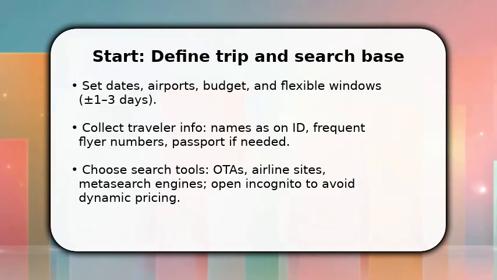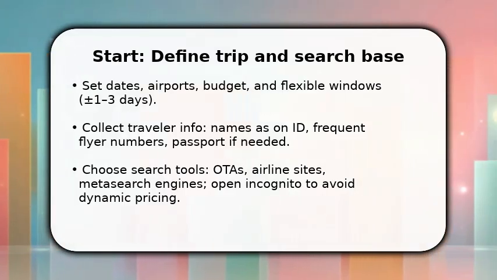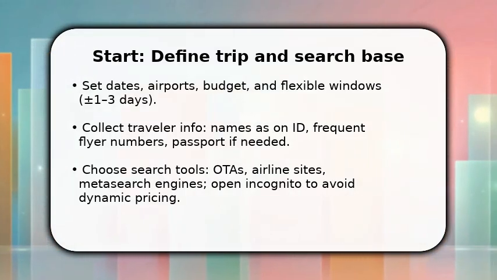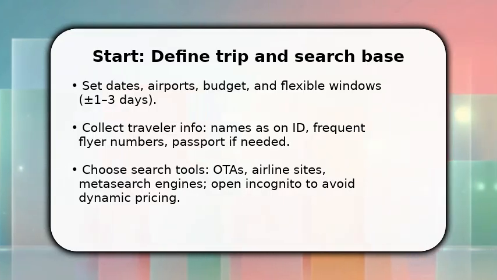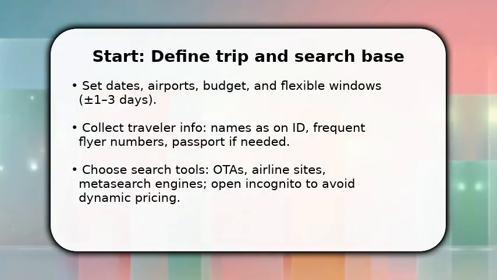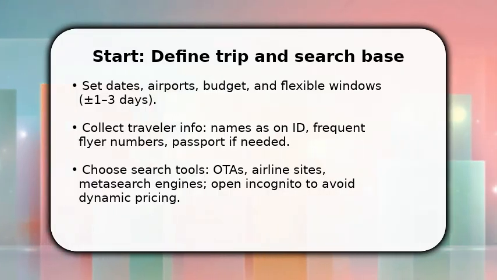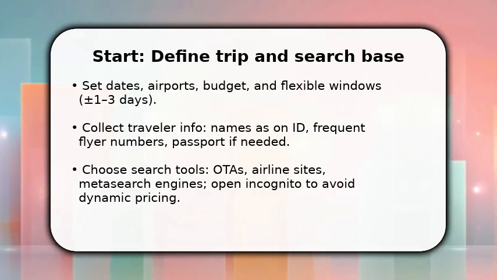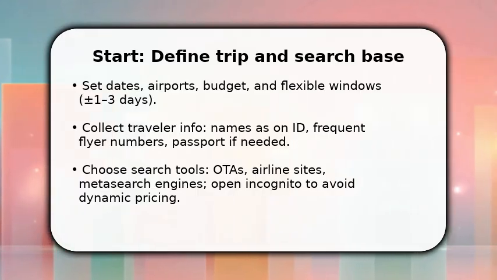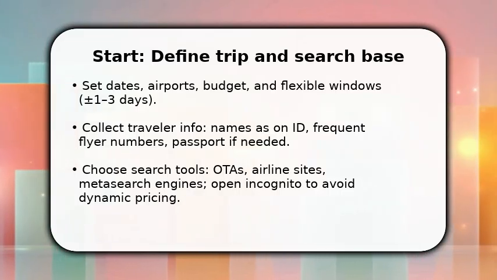You begin by locking down essentials: exact departure and return days or a plus or minus 2-3-day window, plus airport options. Enter traveler names as on government ID and add frequent flyer numbers now to capture fares. Open multiple tabs, one airline site, one metasearch, and an OTA using incognito to reduce price churn.